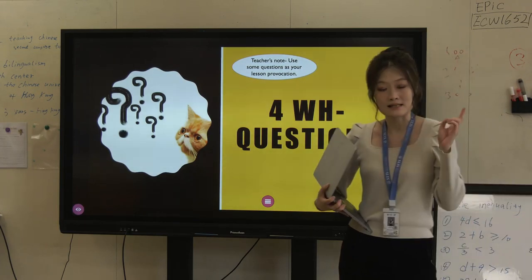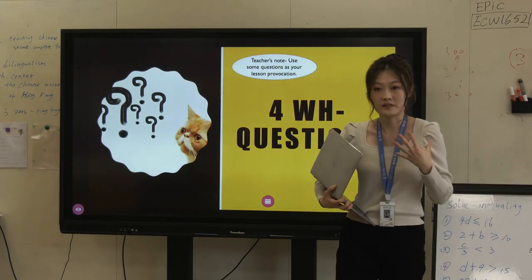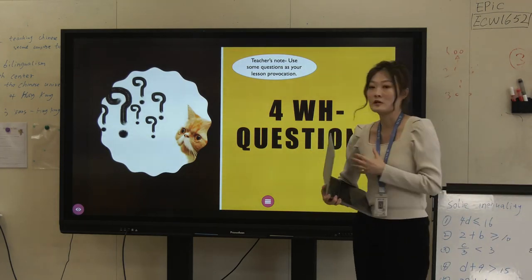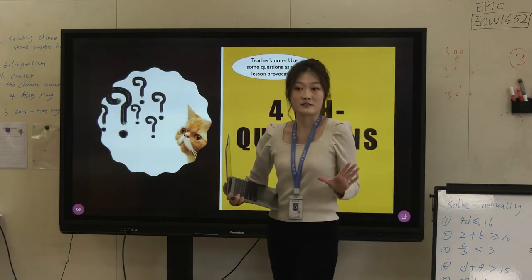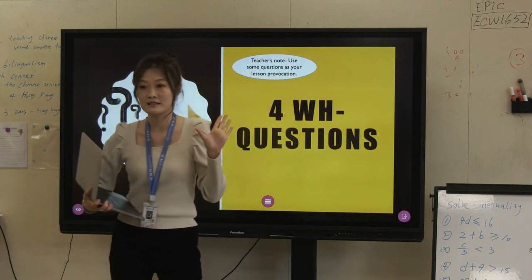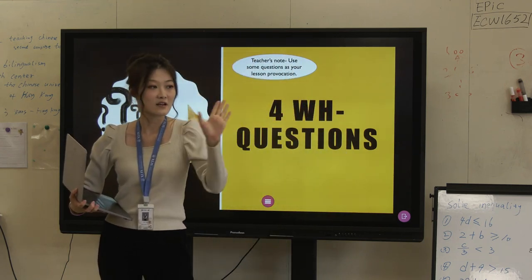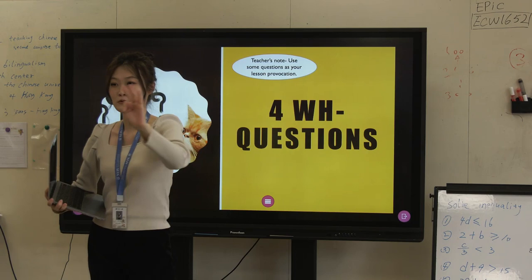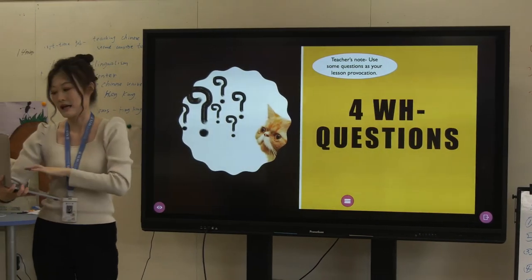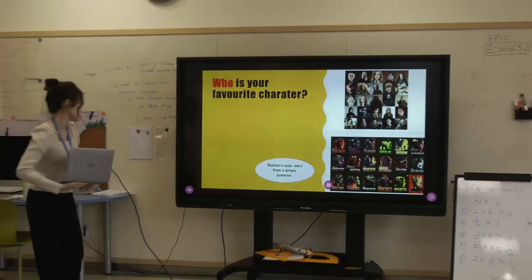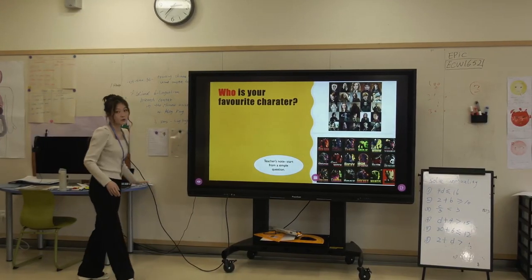I want you to guess, to make some predictions of the key concept by looking at the four WH questions, right? Usually there are five WH questions, right? Can someone tell me what are they? What? Where? Who? Why? And when? Excellent.